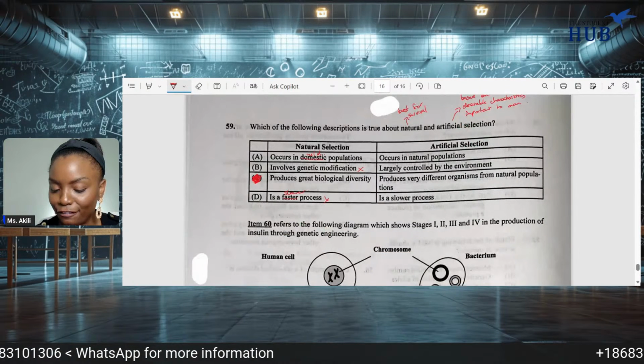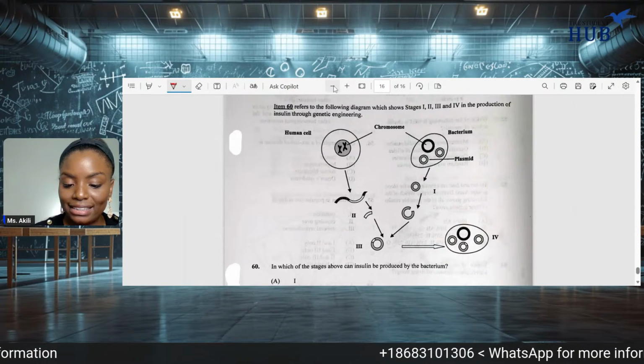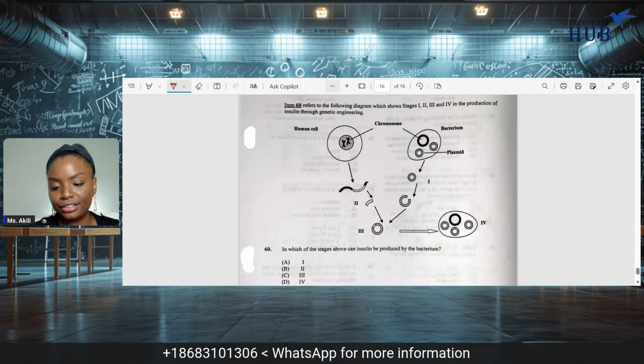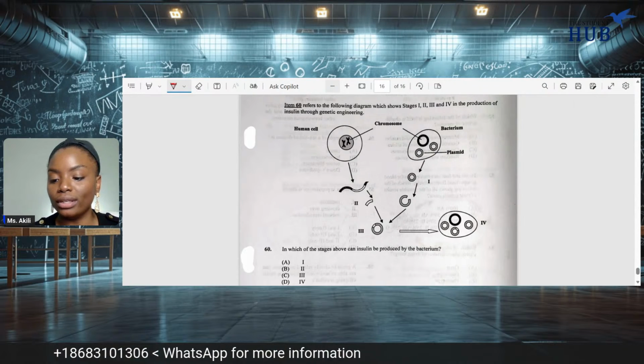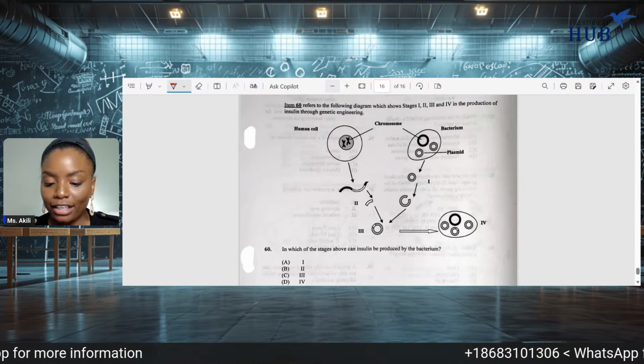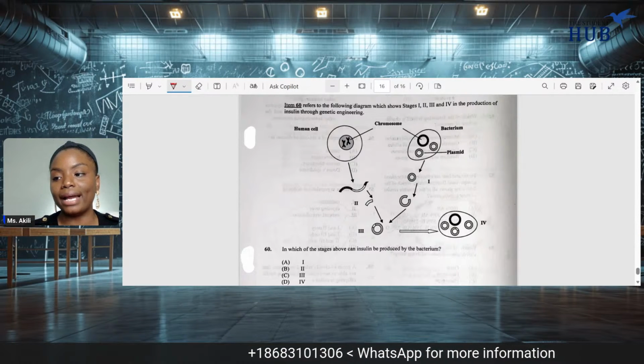And 60 for our last and final question. Let me zoom out so you can see all of it. The question is quite easy, but the process might be a little complicated. Item 60 refers to the following diagram, which shows stages 1 to 4 in the production of insulin through genetic engineering. And the question says, in which of the stages above can insulin be produced by the bacterium?